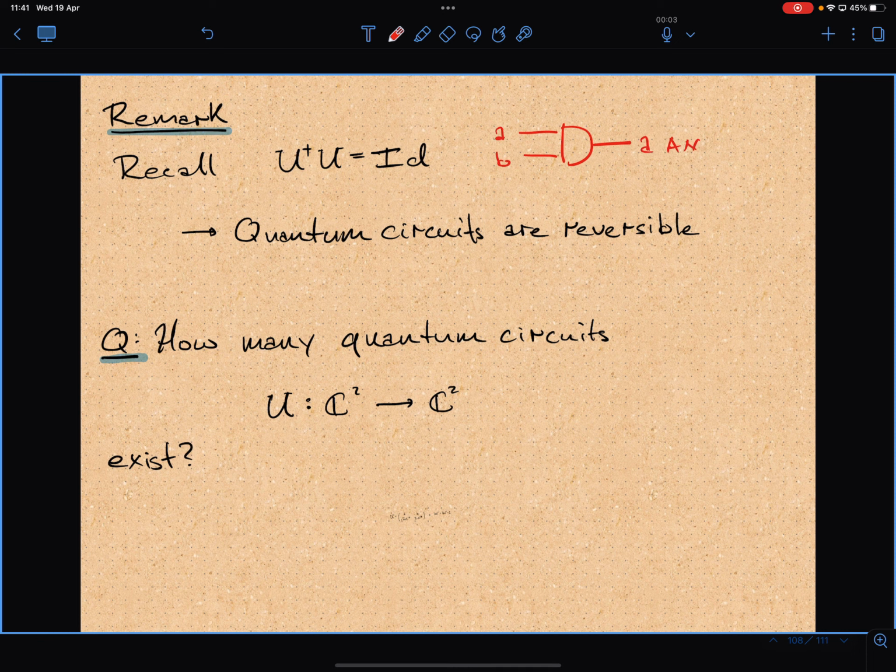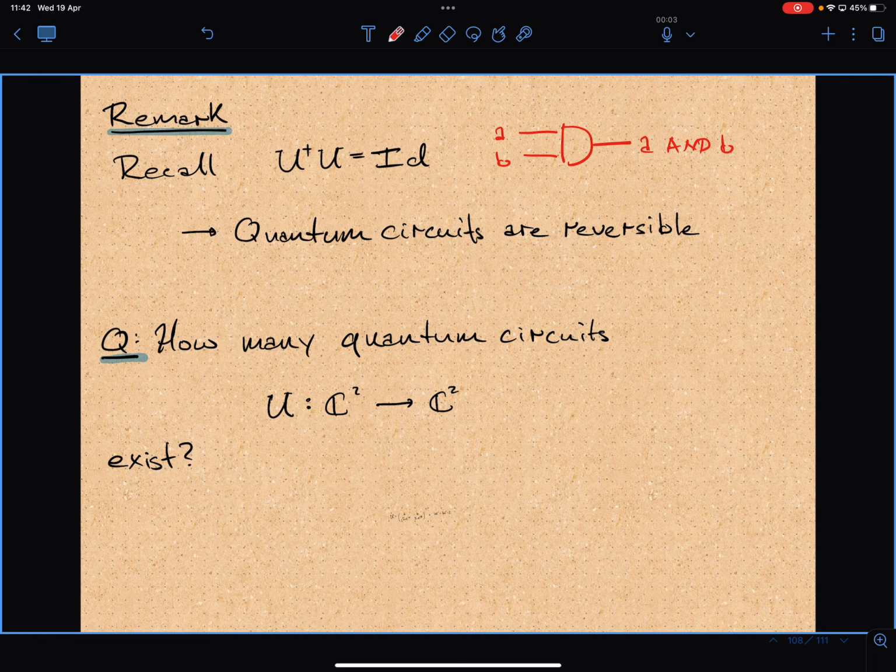For instance, if you just look at the AND gate, you can move in the forward direction, but based on the result of the operation, you cannot go in the backwards direction. You don't know what A and B are based on the result of A and B. So this is something different from classical circuits.